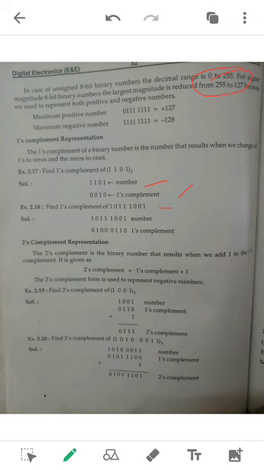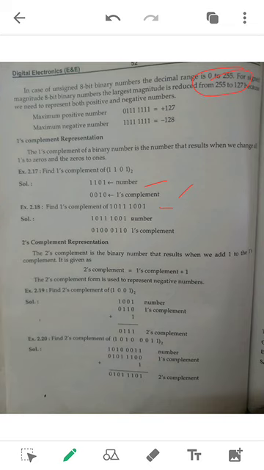Let us see the twos complement. What is the twos complement? In twos complement, what we are doing, we have to convert into ones complement, then you have to add 1 to the 1's complement. Then you will get the 2's complement. So in 2's complement, the first step is the number has to be converted into 1's complement form. Then to the 1's complement form you have to add 1. Then it is called a 2's complement. So let us see the example.